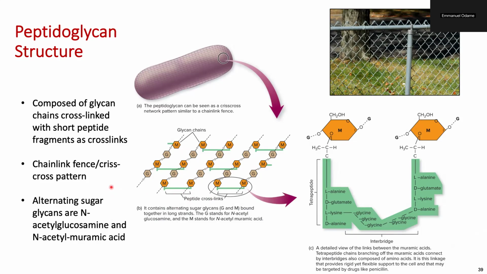So these are all chain linked, or they look like a fence crossing pattern, as you can clearly see from here. And they have alternating sugars, N-acetylglucosamine and N-acetylmuramic acid. I know this structure might look complicated, but just look at how beautifully these sugars are connected to each other. So basically, it looks like a fence, as you can see from here.